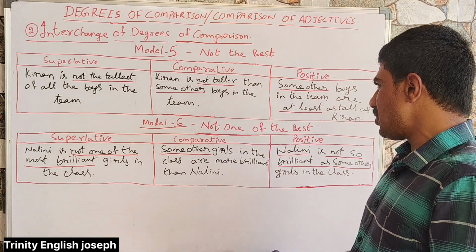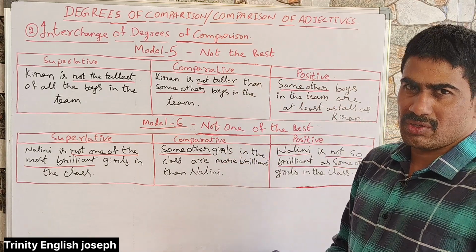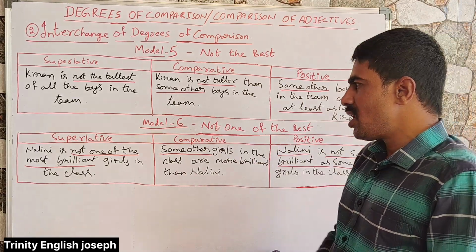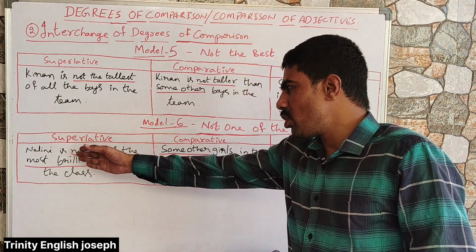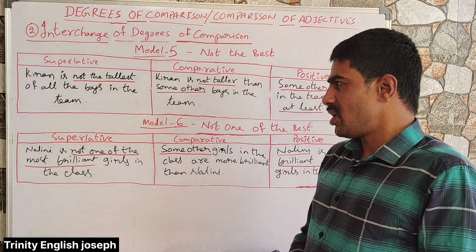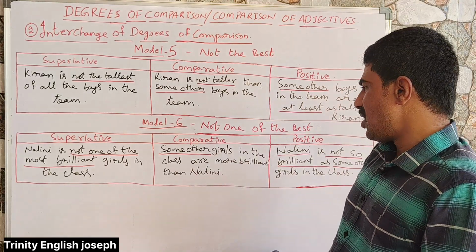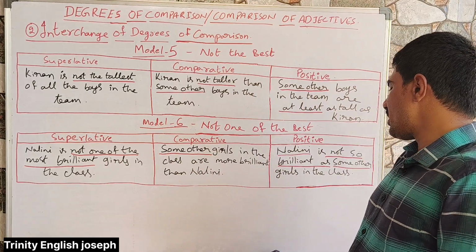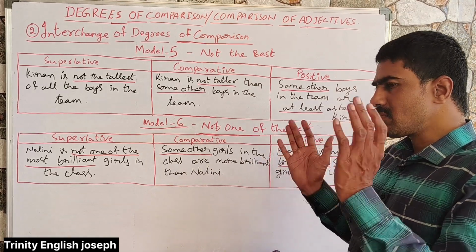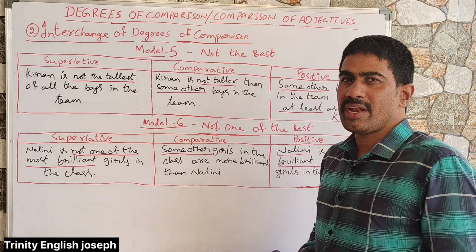Coming to model 6, not one of the best. Here we want to say something is below average. When you want to say something is below average, we use this model, not one of the best. Coming to the examples, in the superlative we say Nalini is not one of the most brilliant girls in the class. Here, some other girls in the class are more brilliant than Nalini. So Nalini is less brilliant, and compared to that, there are many people who are better than Nalini.